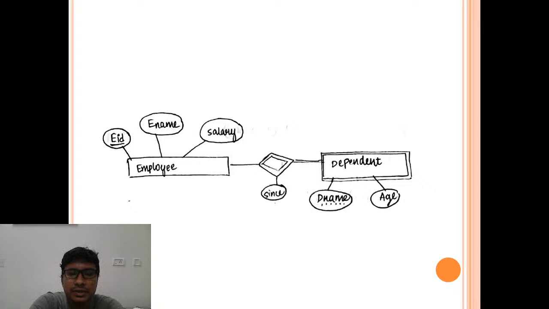Can you tell me what this ER diagram is saying? What kind of attributes are there? What kind of entities are there? What is the entity for the employee and what is the entity for the dependent? What kind of entities are they? Can anyone tell me?